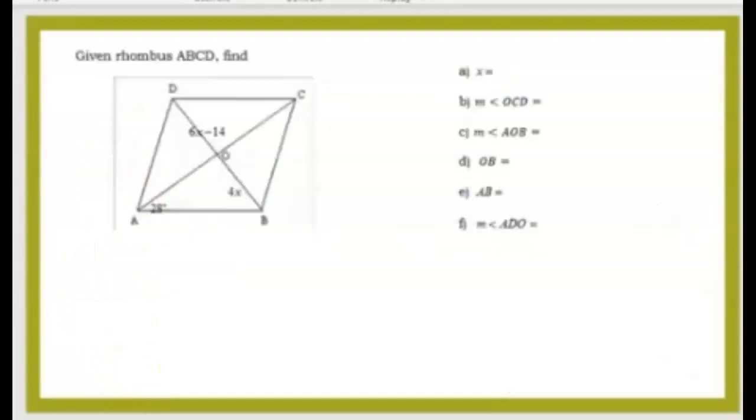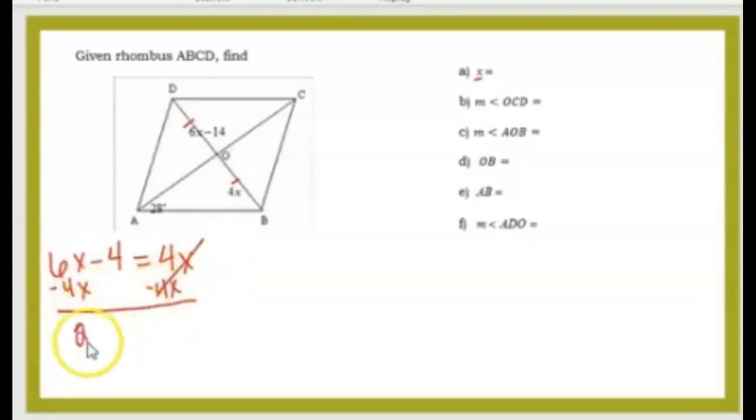So let's do one. Find the measure of, or find the value of x. So there they are again on our diagonal. So we know that those parts are equal because the diagonals bisect each other. So let's just set them equal and solve for x. Okay, all the x's together. 2x minus 4 equals 0. And now let's start solving for x.